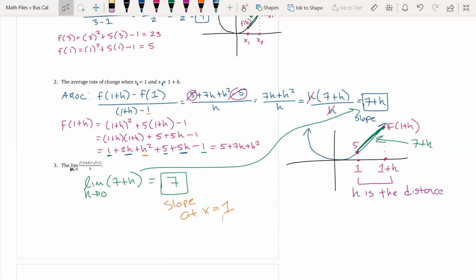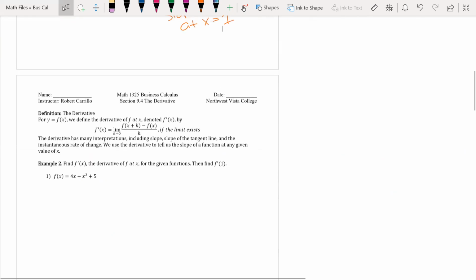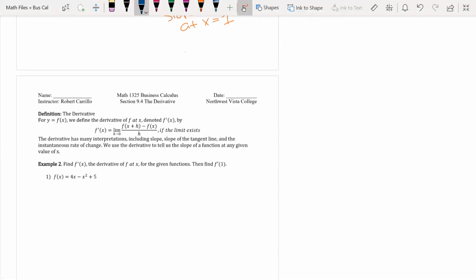Which means let's go ahead and get into the definition of the derivative. So for y equals f of x, we define the derivative of f of x denoted as f prime of x. So just to go over some quick notations and how to read them. F prime of x means a derivative, and the way we say it is the way I just said it. F prime of x. So f prime of x means the derivative. And the formula for the derivative is given as f prime of x equal to the limit as h approaches 0 of f of x plus h minus f of x over h.